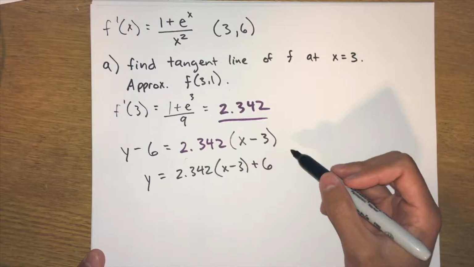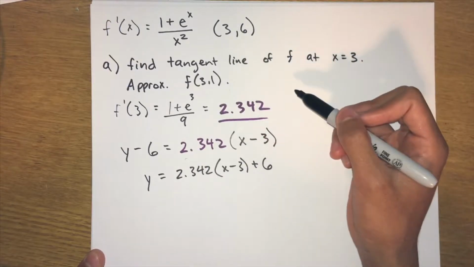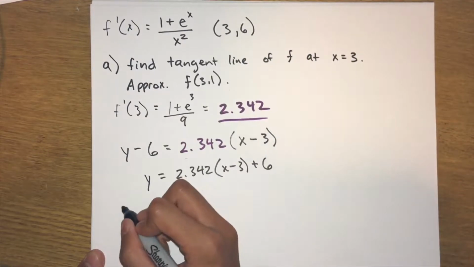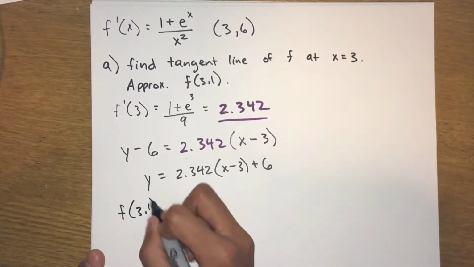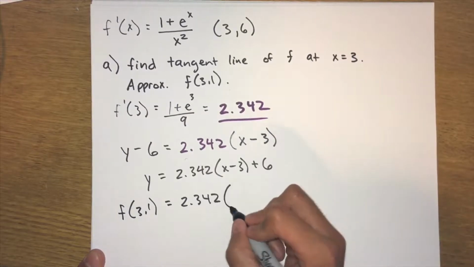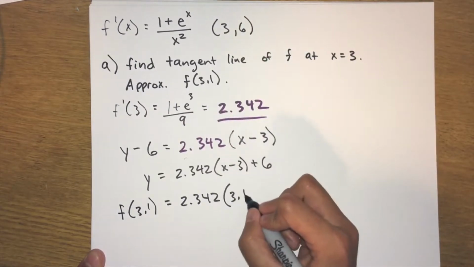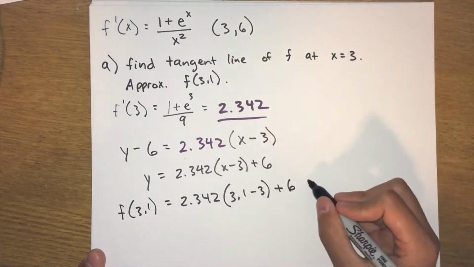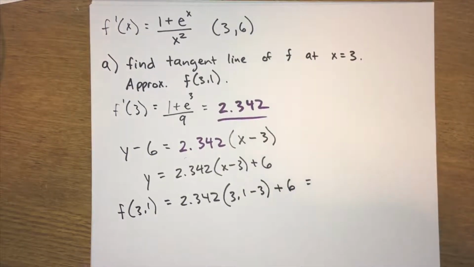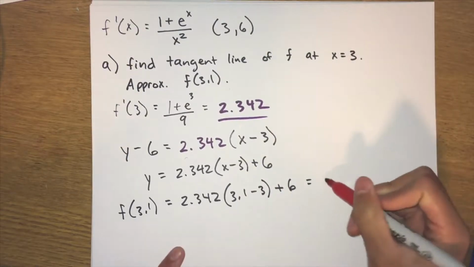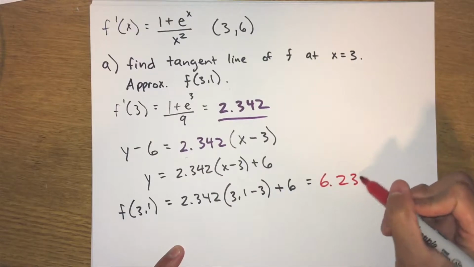And to approximate 3.1 for the second part, we simply have to plug in 3.1 into our x. So f of 3.1 equals 2.342 times 3.1 minus 3 plus 6. And if we plug this into our calculator, we should get our answer to be 6.234.